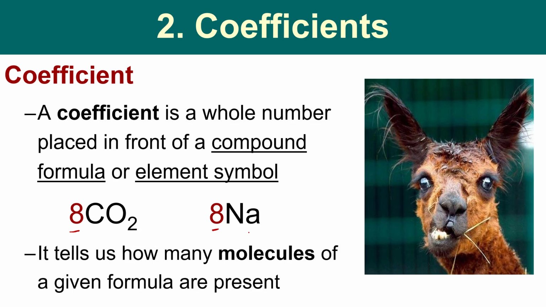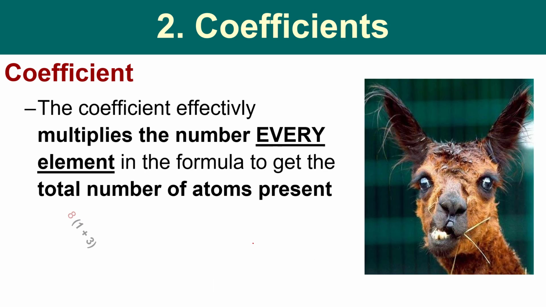And essentially what the coefficient is going to do is tell us how many of each molecule, if we're dealing with obviously a compound or element, will be present in a formula. So if you want to think about this like math, the coefficient will effectively multiply the number of every element in the formula to get the total number of atoms present. With this example here, you know you do order of operations, which has your parentheses happening first. That gives us 4 that are here. And then we are multiplying these 4 atoms that are there by 8 to give us a total of 32 atoms.